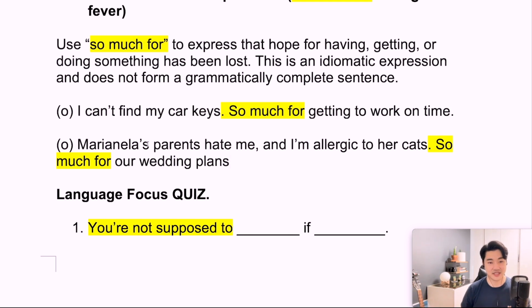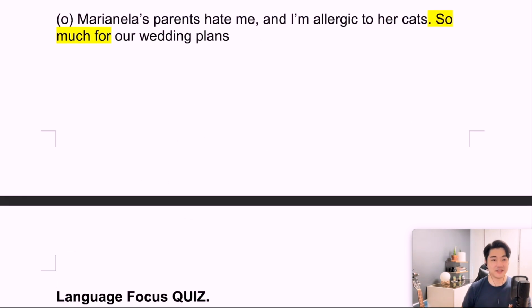So that's quite a strong statement. Yes, so doesn't seem like their marriage is going to be very fun. Alright, now let's move on to the language focus quiz.